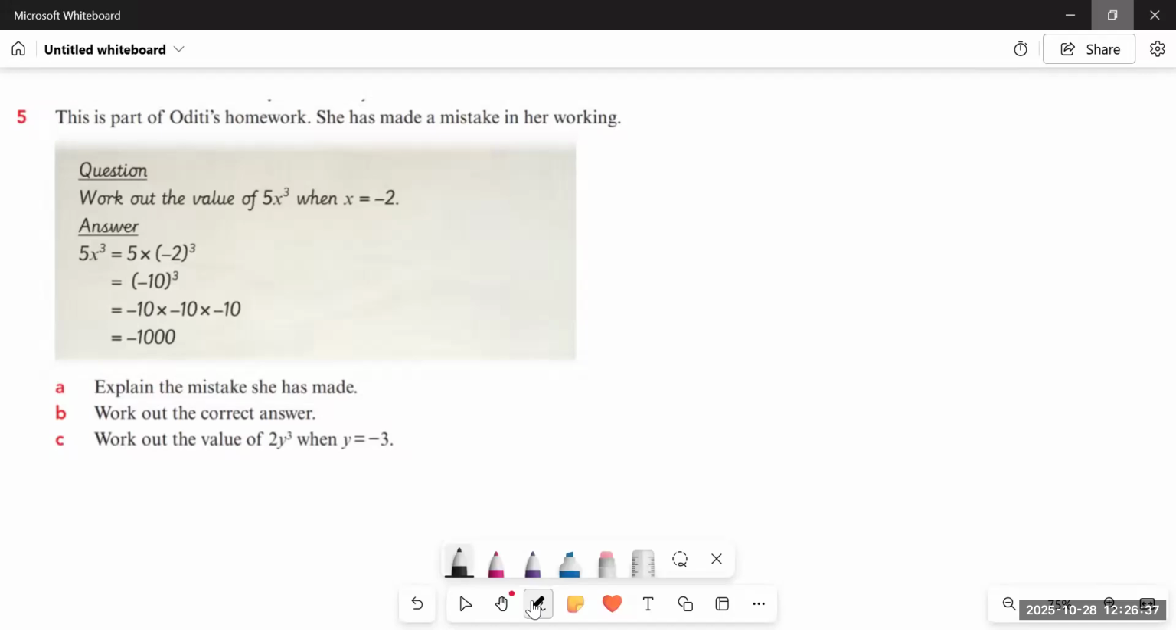Here's the next question. This is part of Aditi's homework. She has made a mistake in her working. Work out the value of 5x cube, where the value of x is -2. Okay, let's see what mistake has been made now. So she wrote it here. Oh, the mistake that I highlighted a few minutes ago.